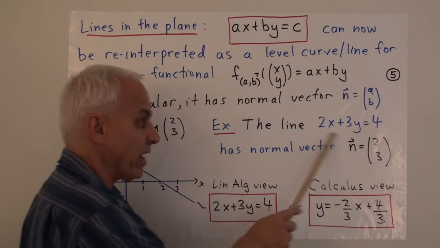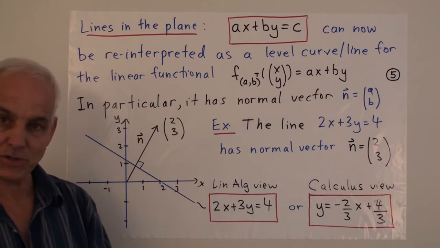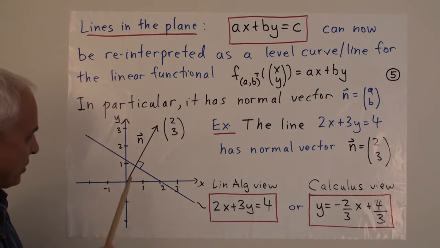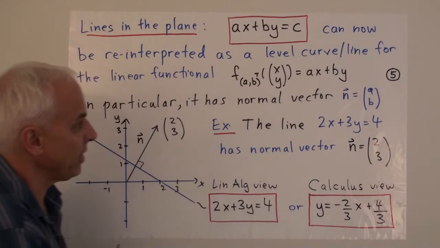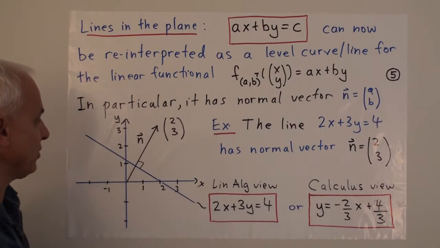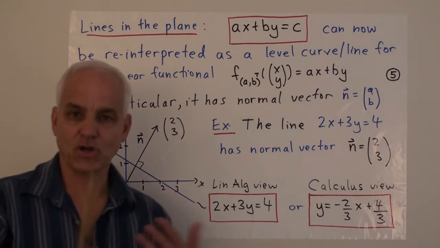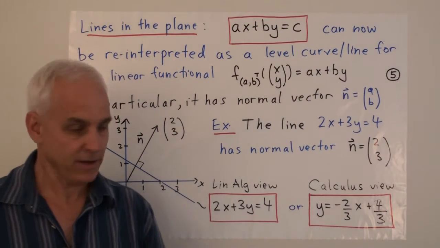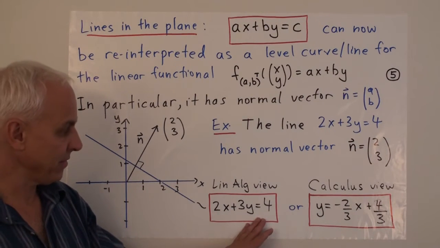So for example, the line 2x + 3y = 4, which is this line right here in two-dimensional space, has normal vector (2, 3), because the coefficients 2, 3 play the same role as a, b here. So this is an interesting interpretation of the coefficients of a line. From a linear algebra point of view, we like to think of lines in this way.